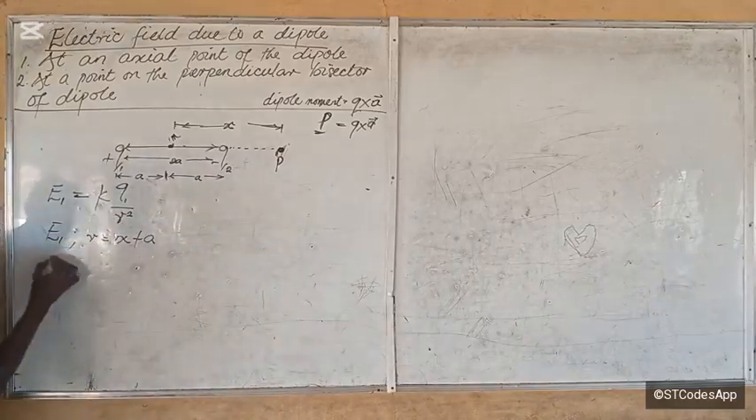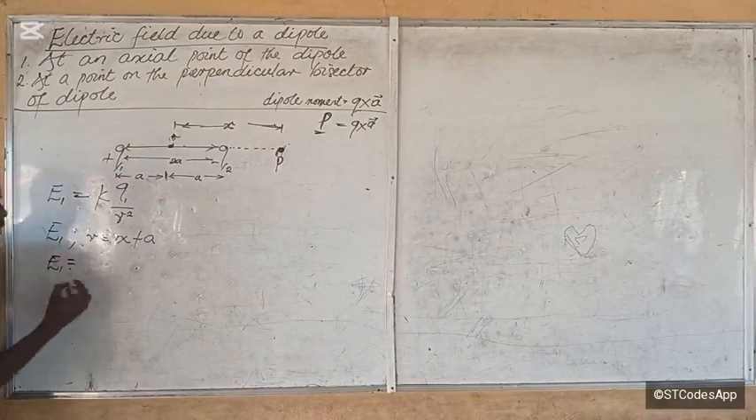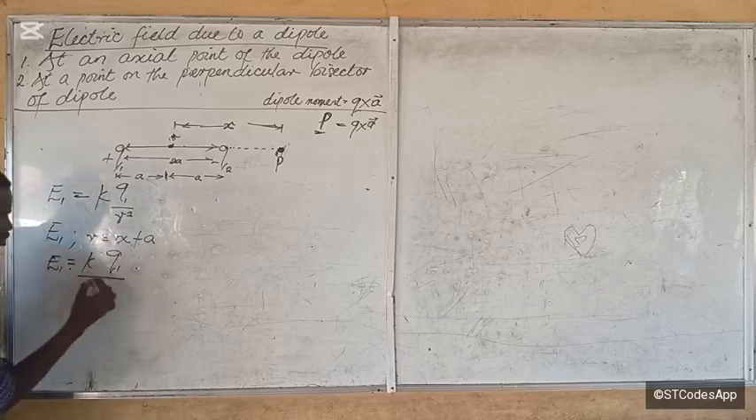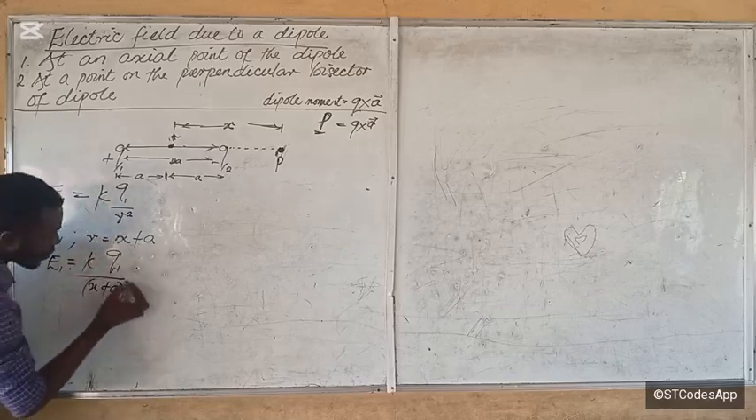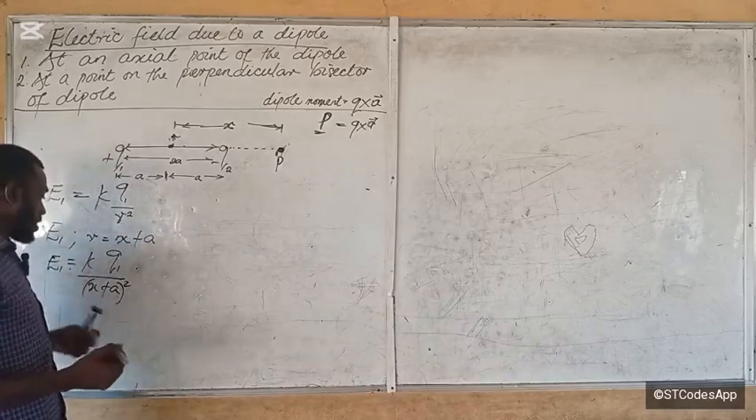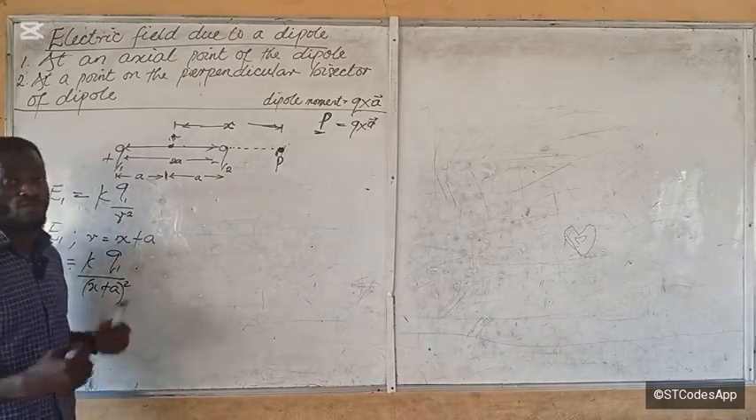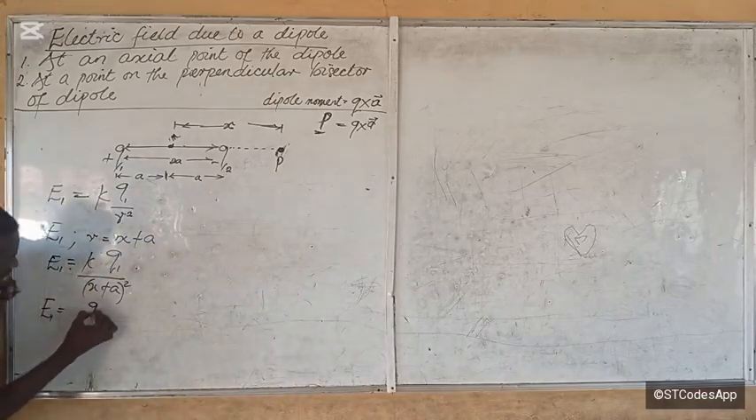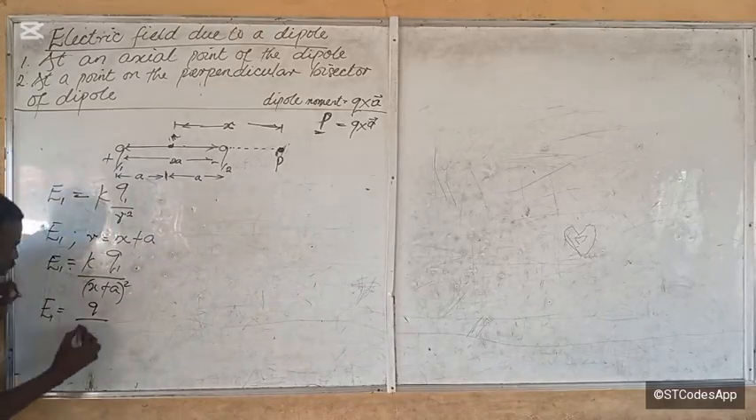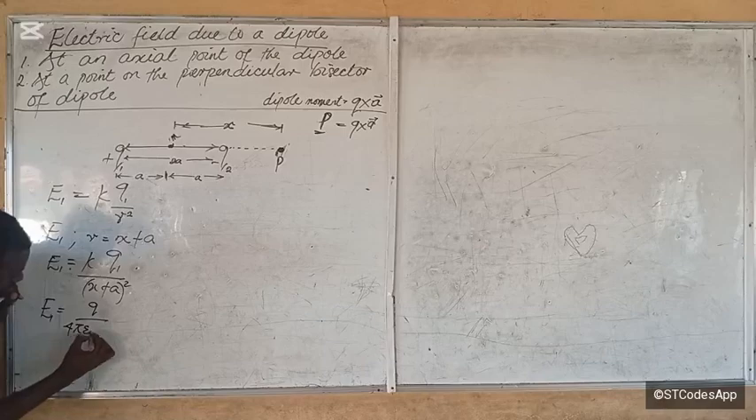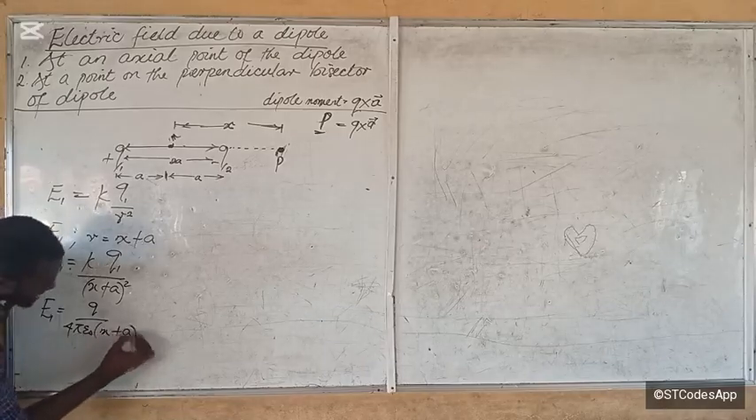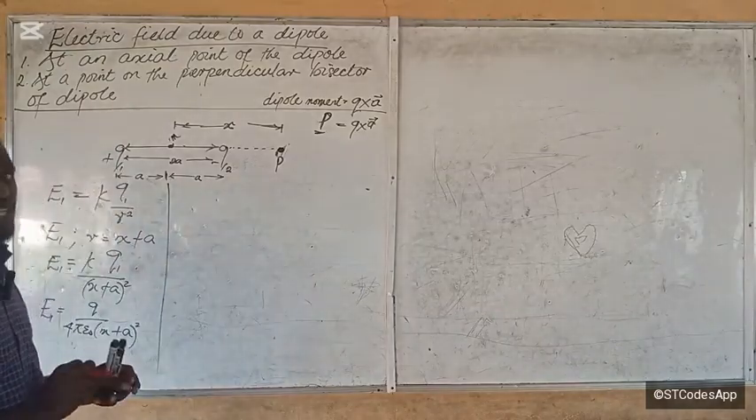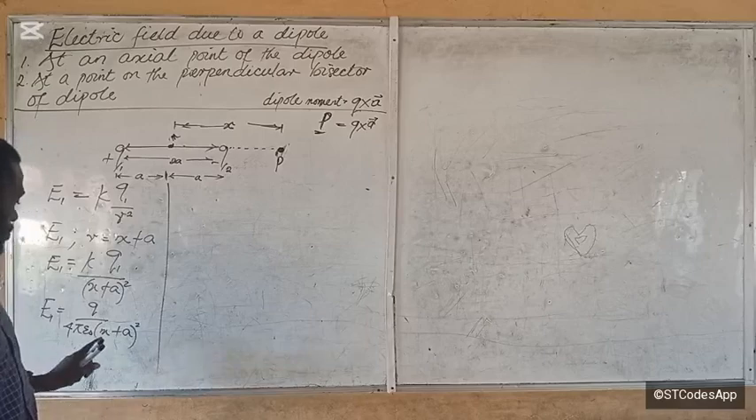So we can therefore say that E1 is going to be what? KQ1 over R squared. In this case, it is going to be what? X plus A all squared. So if you wanted it, you know that K is already 1 over 4 pi epsilon naught. So you can say that E1 is going to be what? Q1 over 4 pi epsilon naught times (X plus A) squared. I hope you are not confused at all here.